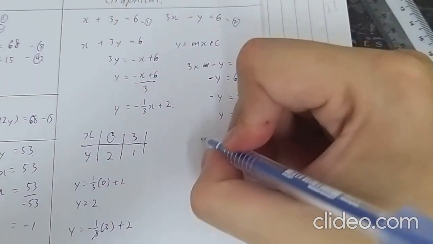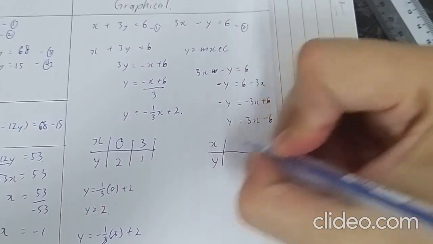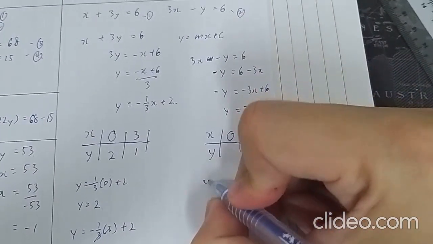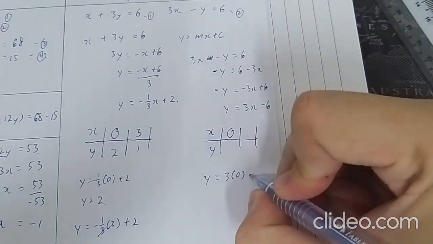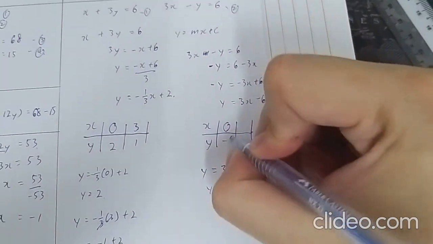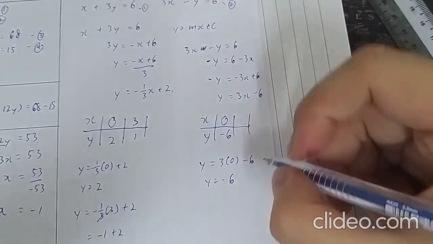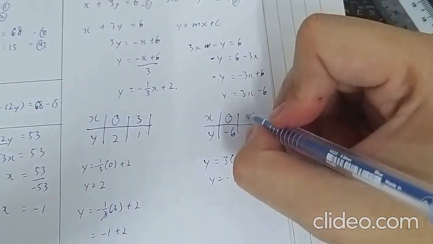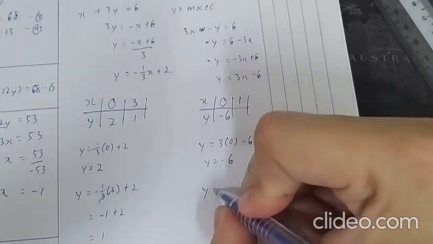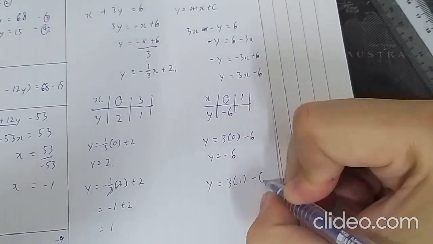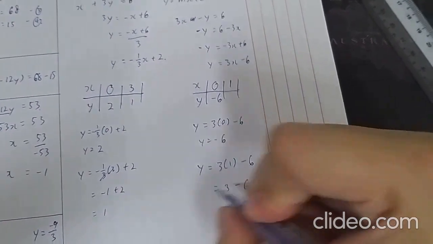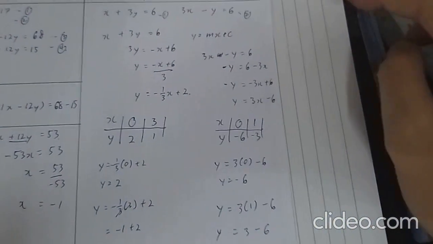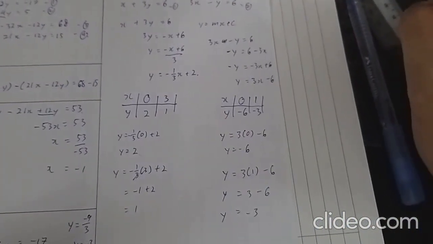Same as this side, but for this one I also do my own table. So easy one first, x is 0. When x is 0, y equals 3 times 0 minus 6, so y equals negative 6. Next I can pick any number this time. I can pick 3, but I'll just pick 1, since 1 is easy. y equals 3 times 1 minus 6. So 3 minus 6, what do we get? Negative 3. Next we're going to move to the laptop.